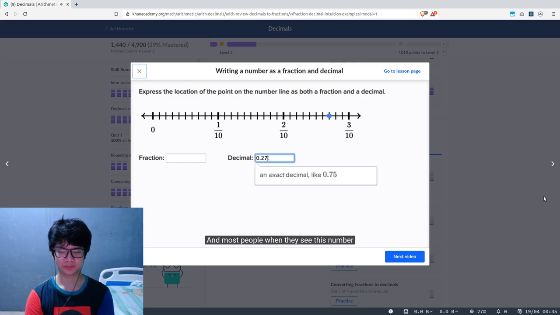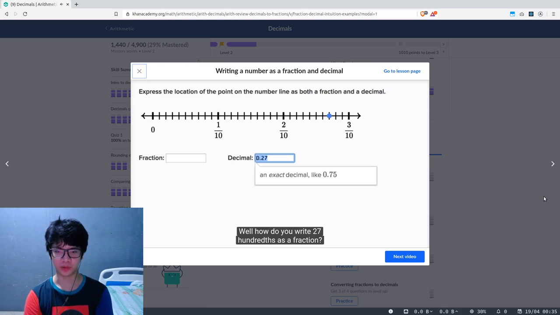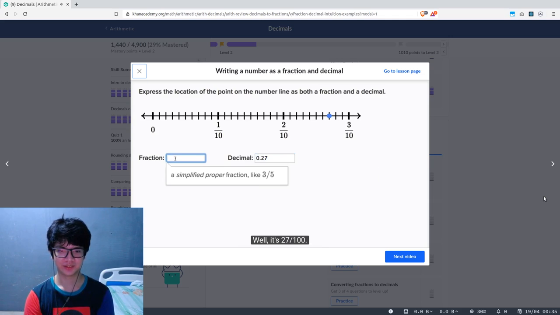And most people, when they see this number, won't say 2/10 and 7/100. They'll just say 27/100. Well, how do you write 27/100 as a fraction? Well, it's 27/100.